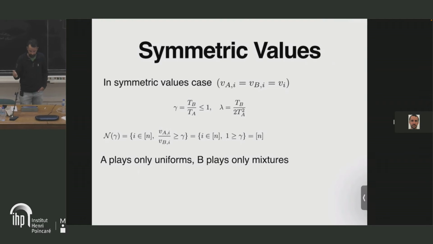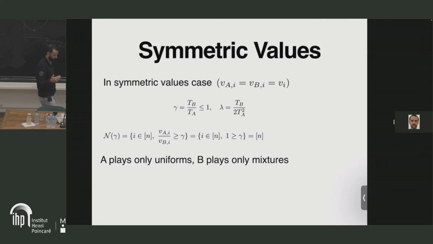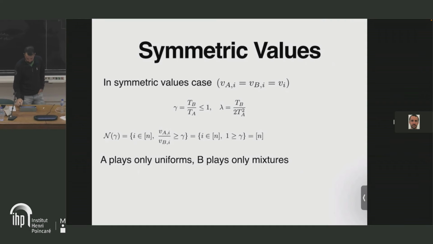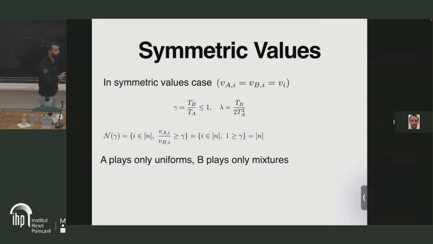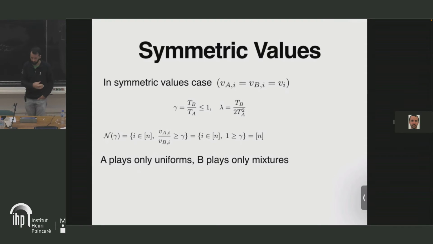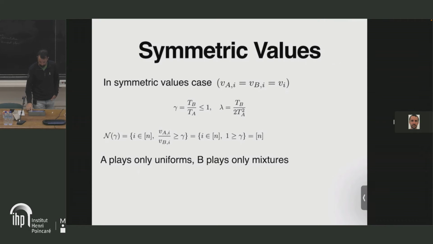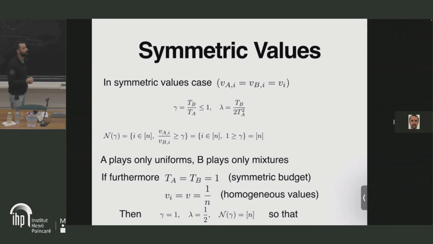And then, in that case, the set of the battlefields to which I will play these mixtures is reduced to 0 for one and everything for the other one. So the player with the less budget will play mixtures, and the other one will play uniform everywhere. So this is what has been done in previous works that I'm just explaining here.